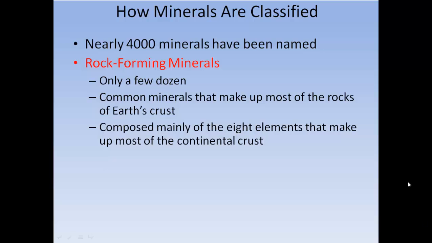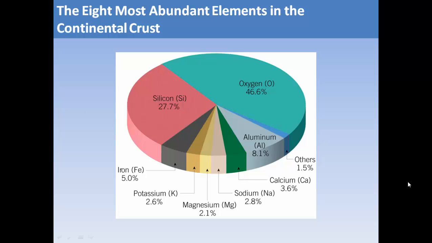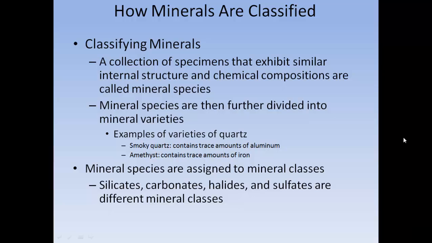Nearly 4,000 minerals have been named. Okay? Now, the rock-forming minerals, though, there are only a few dozen. And common minerals that make up most of the rocks of the Earth's crust. They are composed mainly of 8 elements that make up most of the continental crust. Those 8 elements are oxygen, almost half, silicon, almost a third, potassium is 2.5%, magnesium 2.1%, sodium is almost 3%, calcium is 3.6%, 8% is aluminum, and the rest is only 1.5% of all the rock out there in our continental crust. So how do we classify them?